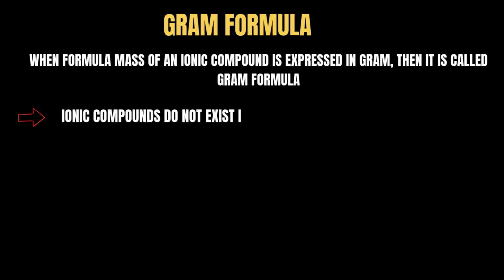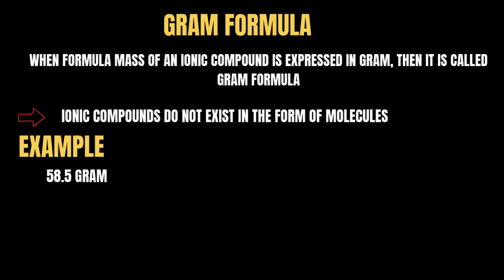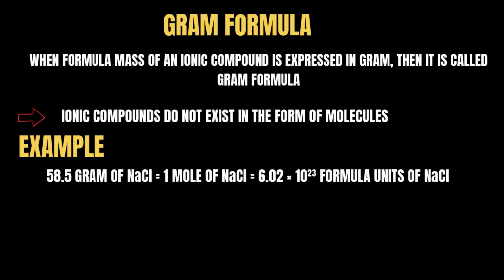The reason is that because ionic compounds do not exist in molecular form, that is why their mass is always called formula mass. Let me give you an example. 58.5 grams of NaCl is equal to 1 mole of NaCl, and this is equal to 6.02 × 10^23 formula units of NaCl. Similarly, from here it becomes clear that when we express the mass of an ionic compound in grams, it will be called gram formula.